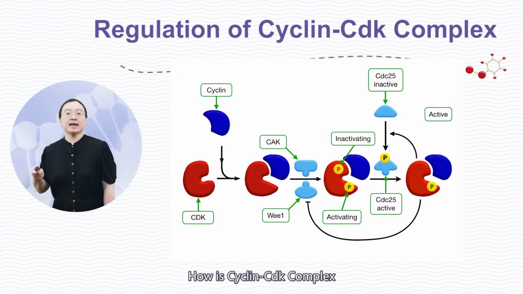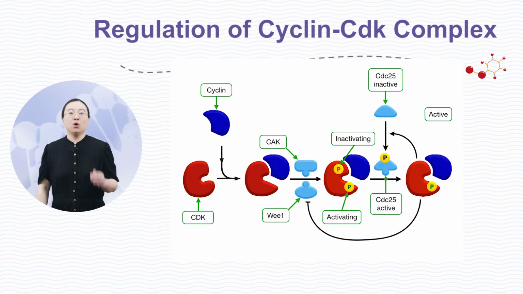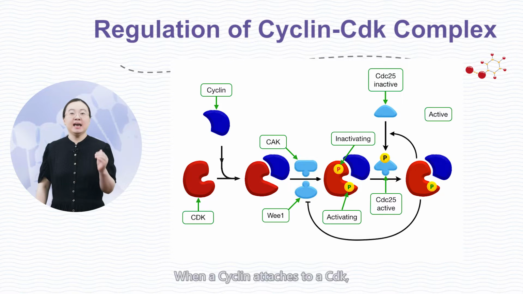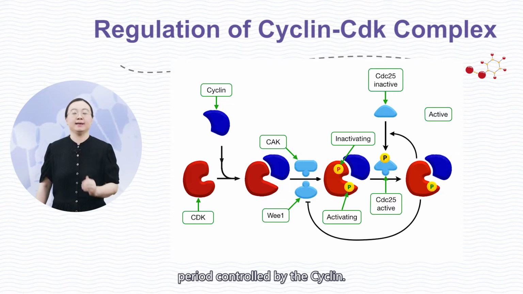How is the cyclin-CDK complex regulated in the cell cycle? CDKs are kinases, enzymes that phosphorylate specific target proteins. The attached phosphate group acts like a switch, making the target protein more or less active. When a cyclin attaches to a CDK, it has two important effects. It activates the CDK as a kinase, but it also directs the CDK to a specific set of target proteins appropriate to the cell cycle period controlled by the cyclin.